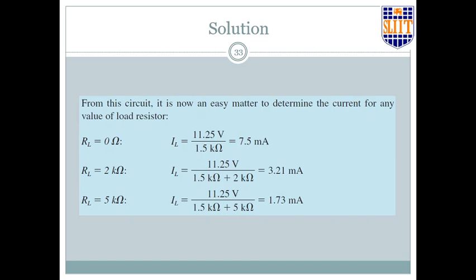That's all for today, folks. Next week we will look at another option, that is Norton's equivalent. In the Thevenin's equivalent we converted the circuit into a voltage source and a series resistor. In Norton's we will be converting the circuit into a current source and a parallel resistor. So let's look at that, as well as the maximum power transfer theorem, in the next lecture.